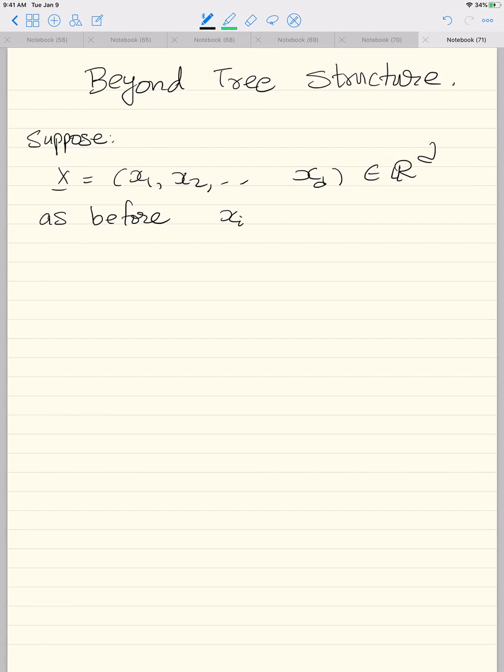So suppose each data vector that we have consists of d features. And let's say for simplicity they are in the Euclidean space, so each xi is a real number. And as before, we'll assume that the xi's are the features of the observed vector.